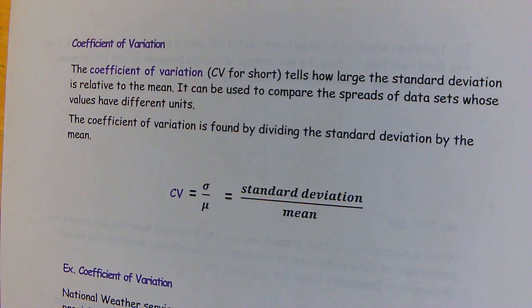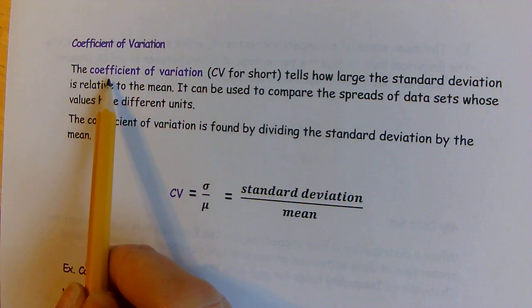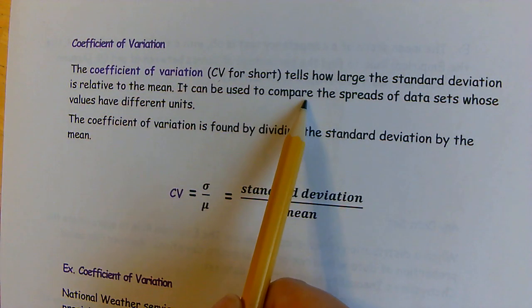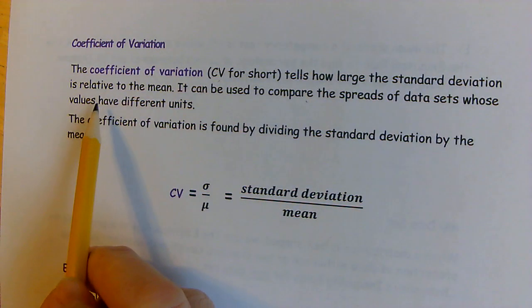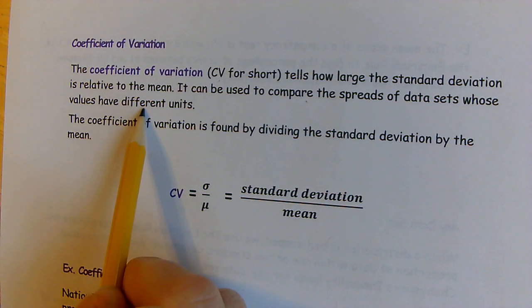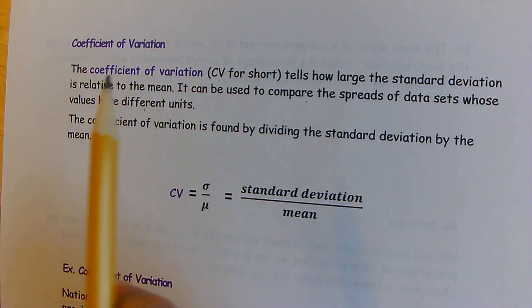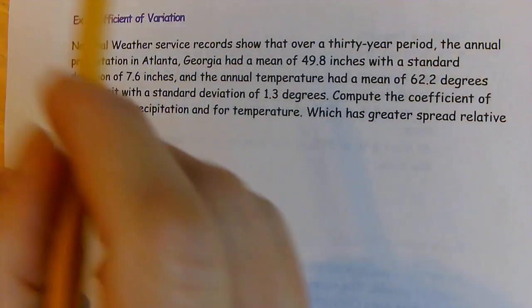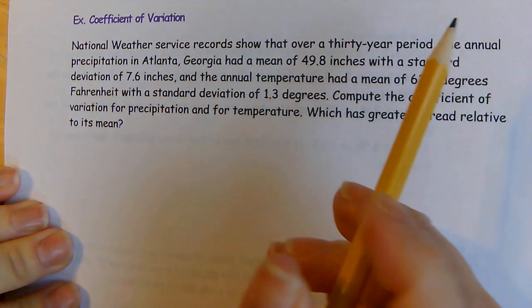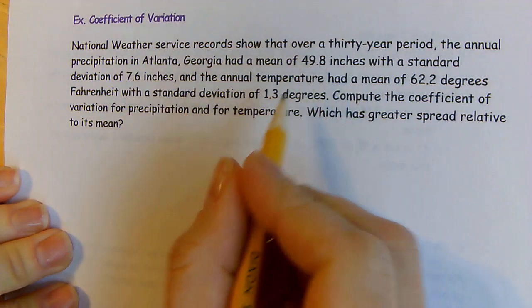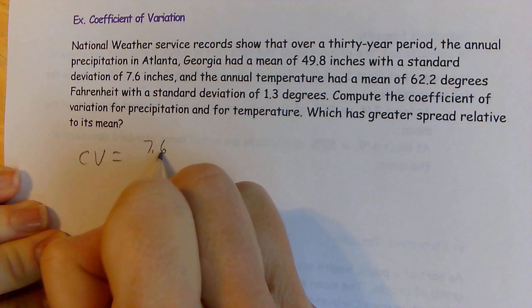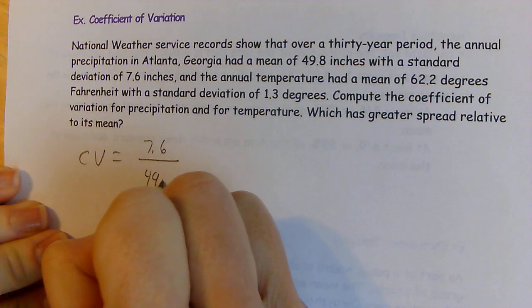So last in 3.2 is coefficient of variation, CV. It's used to compare spreads of data sets whose values have different units. So you're comparing spreads of data sets with different units. It's found by taking the standard deviation divided by the mean. So here I'm going to compare precipitation in Georgia. So the CV is the standard deviation divided by the mean.